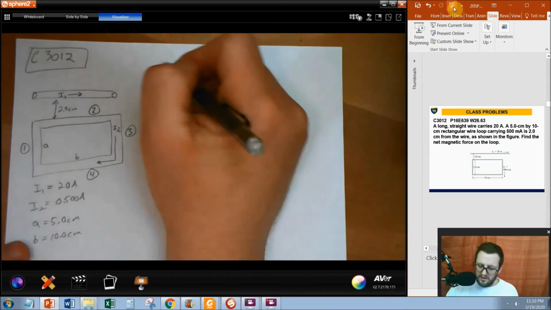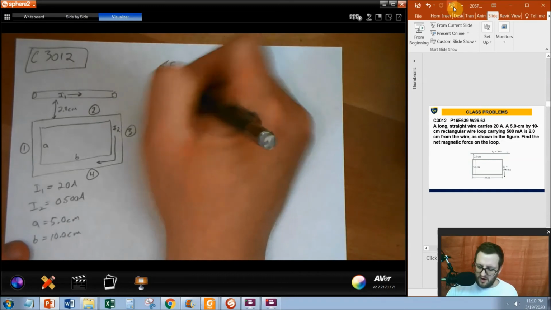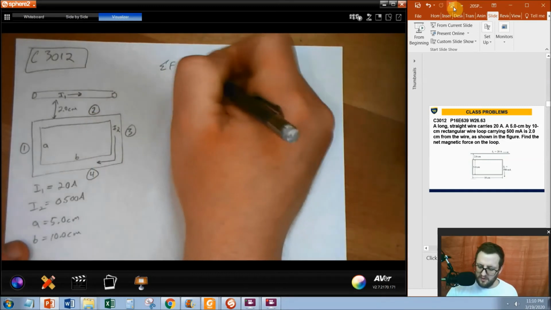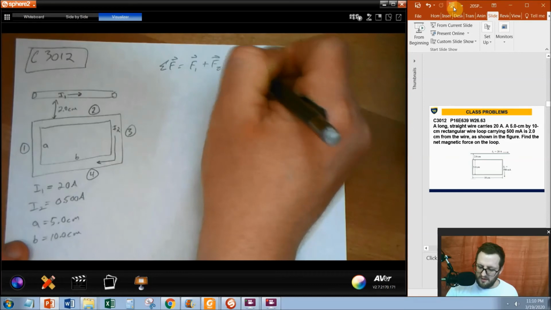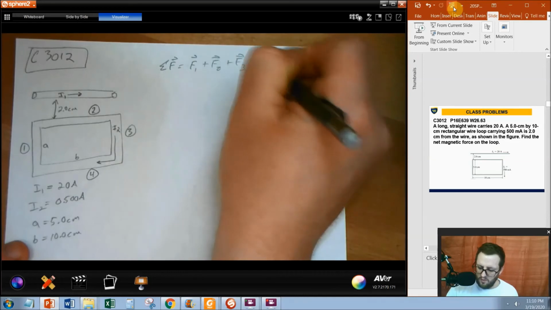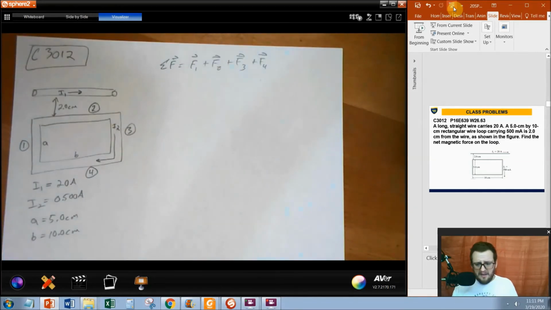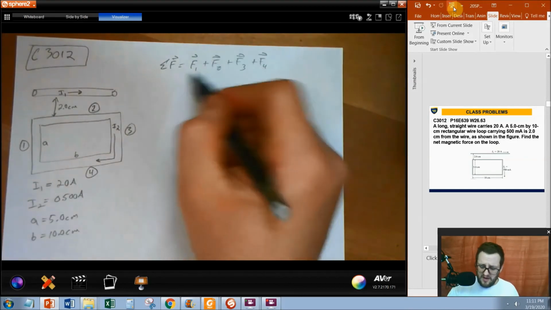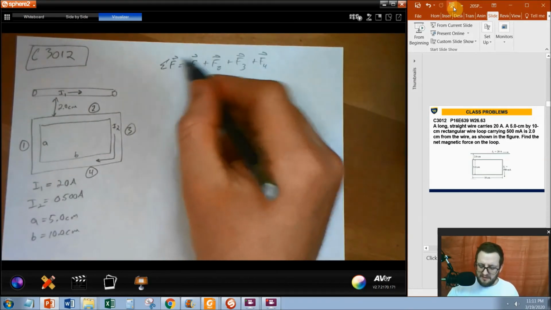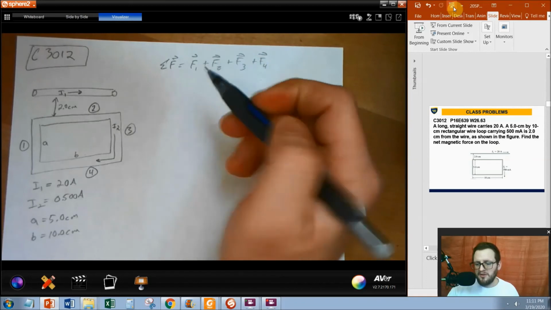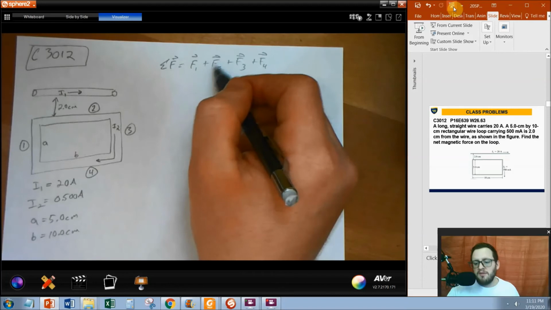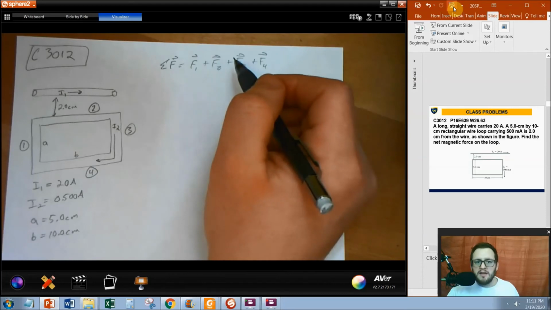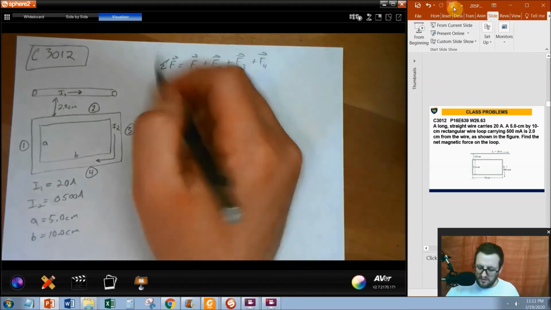So the total force on this whole rectangular loop is going to be F1 plus F2 plus F3 plus F4. And just to remind you, because I put vector bars on everything, that incorporates the direction of each one of these forces. If I had been using magnitudes, I'd have to identify the positives and negatives, and that's what we're going to do right now.